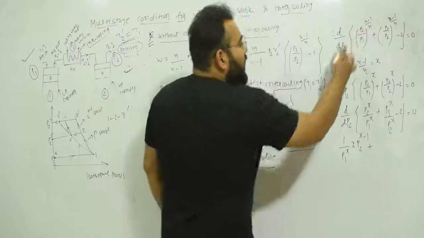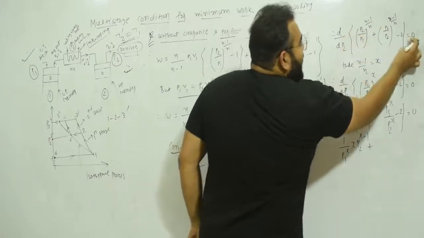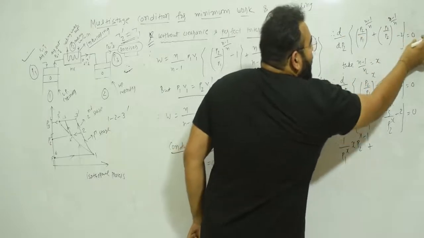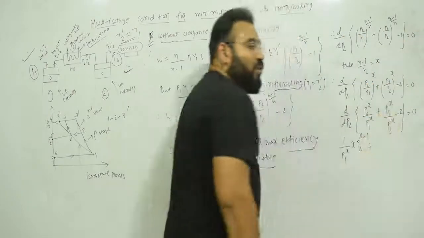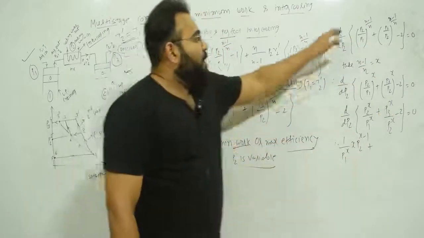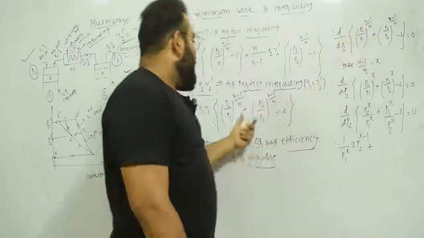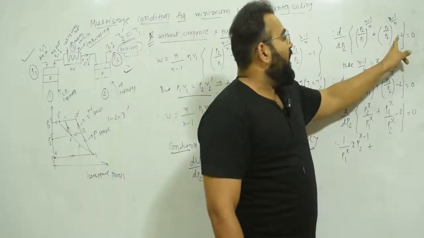You can write that over here, n upon n minus 1 P1 V1, but you can say that is 0. So if that comes over here, 0 upon n minus 1 P1 V1, that is also going to be 0. So that's why I have not written it over here. So I have directly written d upon dP2, this term P2 upon P1 raised to n minus 1 upon n plus P3 upon P2 raised to n minus 1 upon n minus 2.